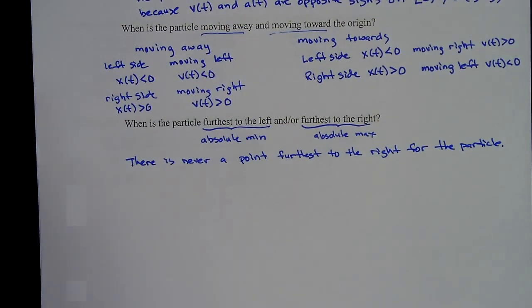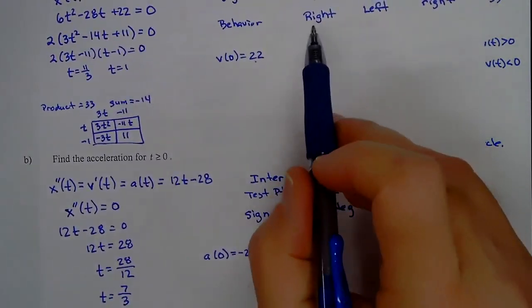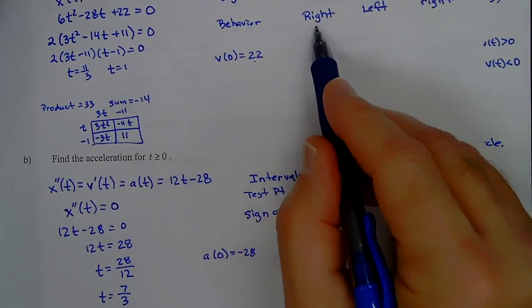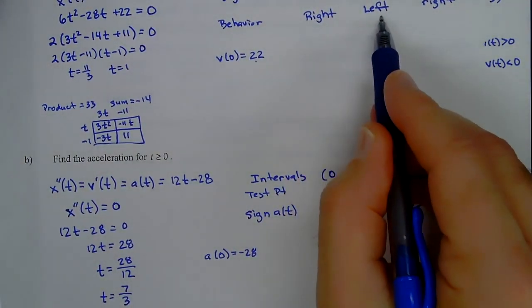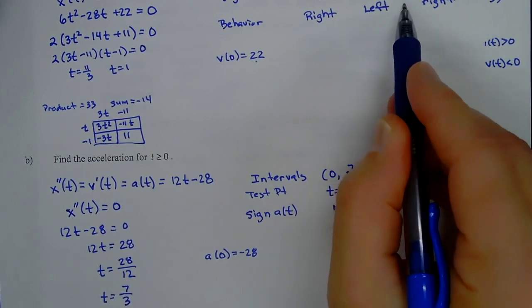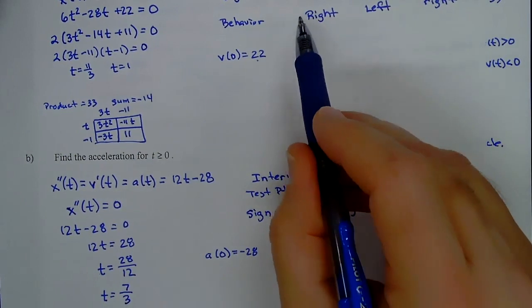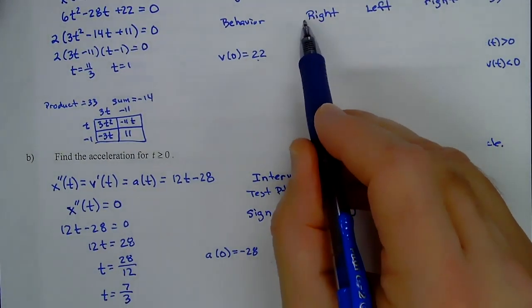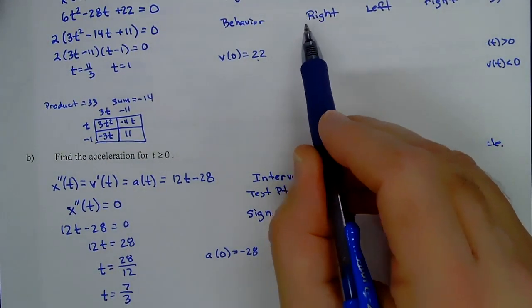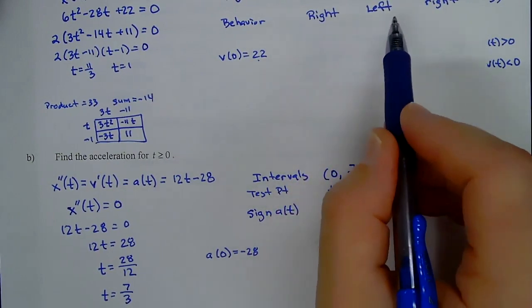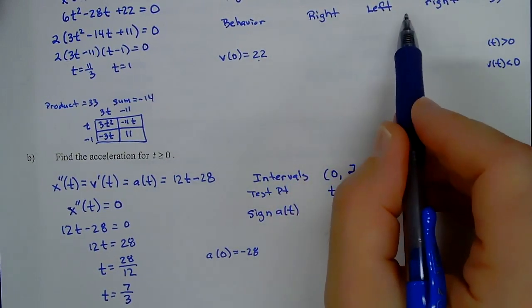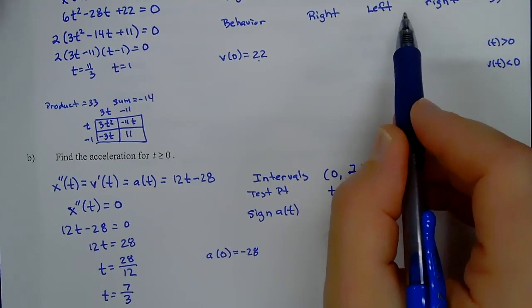Okay, now think about this. We're moving right, and then we're moving left. So the minimum could come at 11/3, but it also could have been at the end point at 0. So we need to find x of 0, which we already have. And then we also need to find x of 11/3 and compare and see which one's the smallest.